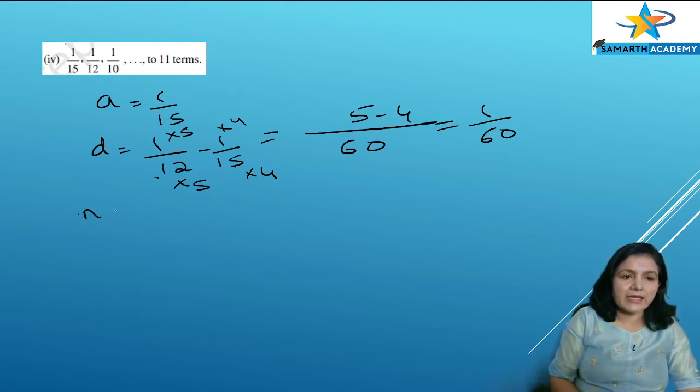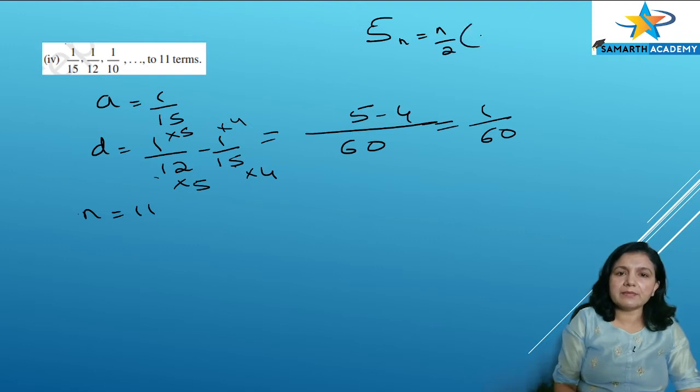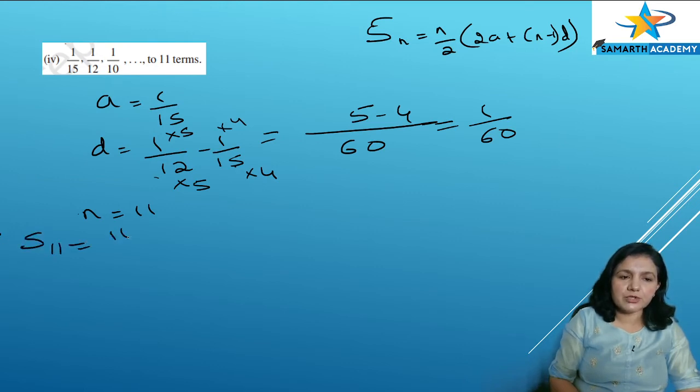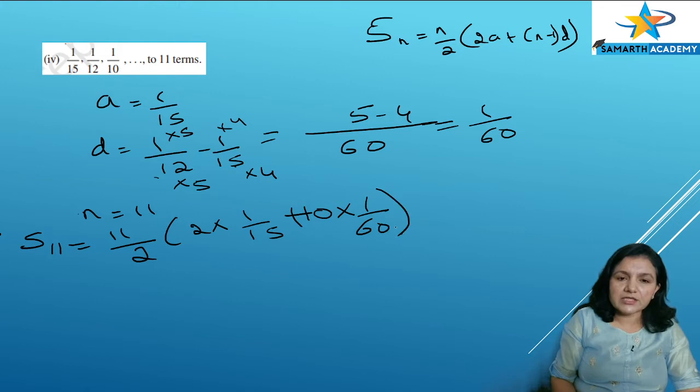So n equal to 11, using the formula Sn equal to n by 2 (2a plus (n minus 1) into d). What we will get? S11 equal to 11 by 2 (2 into a, that is 1 by 15, plus (11 minus 1) is 10 into 1 by 60, 10 into d). So this zero gets cancelled. So this becomes 11 by 2 (2 by 15 plus 1 by 6).